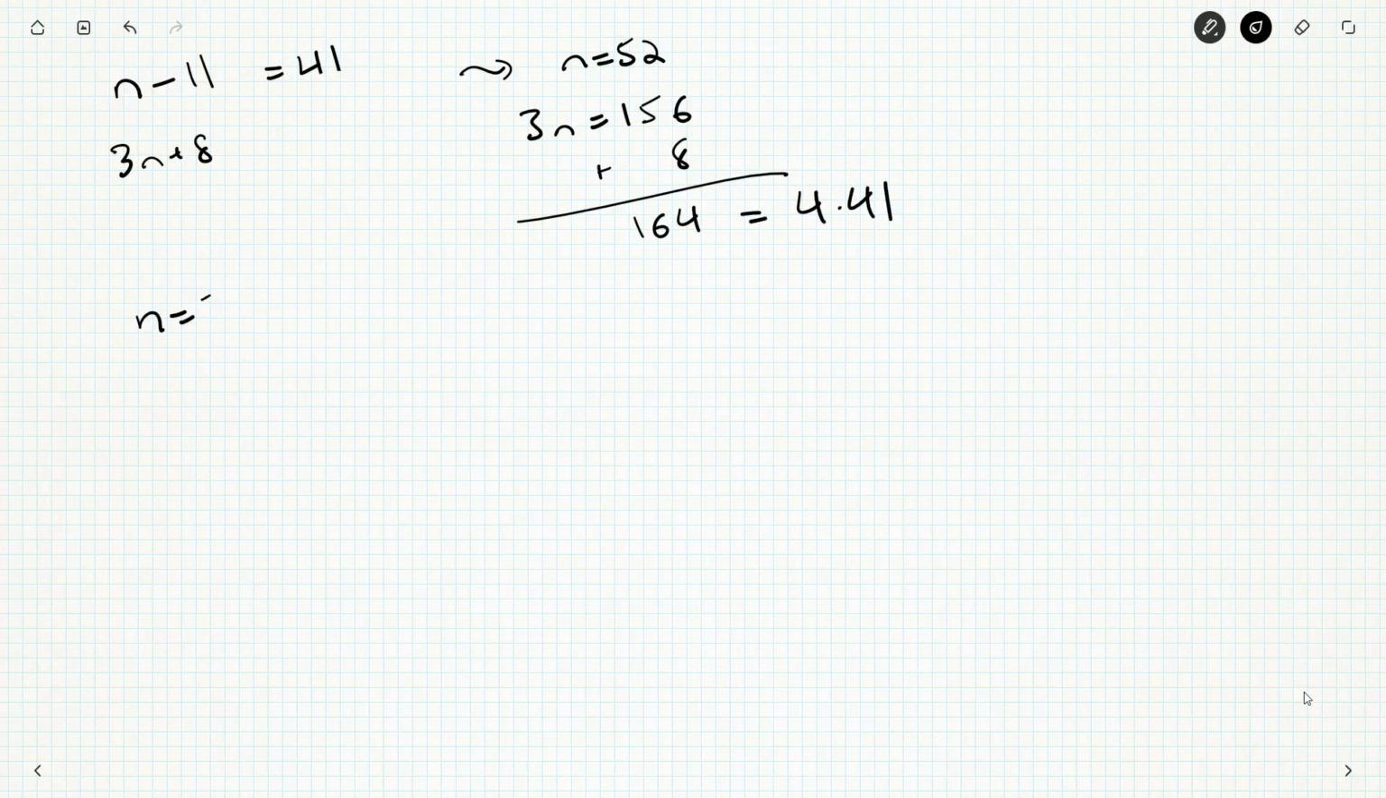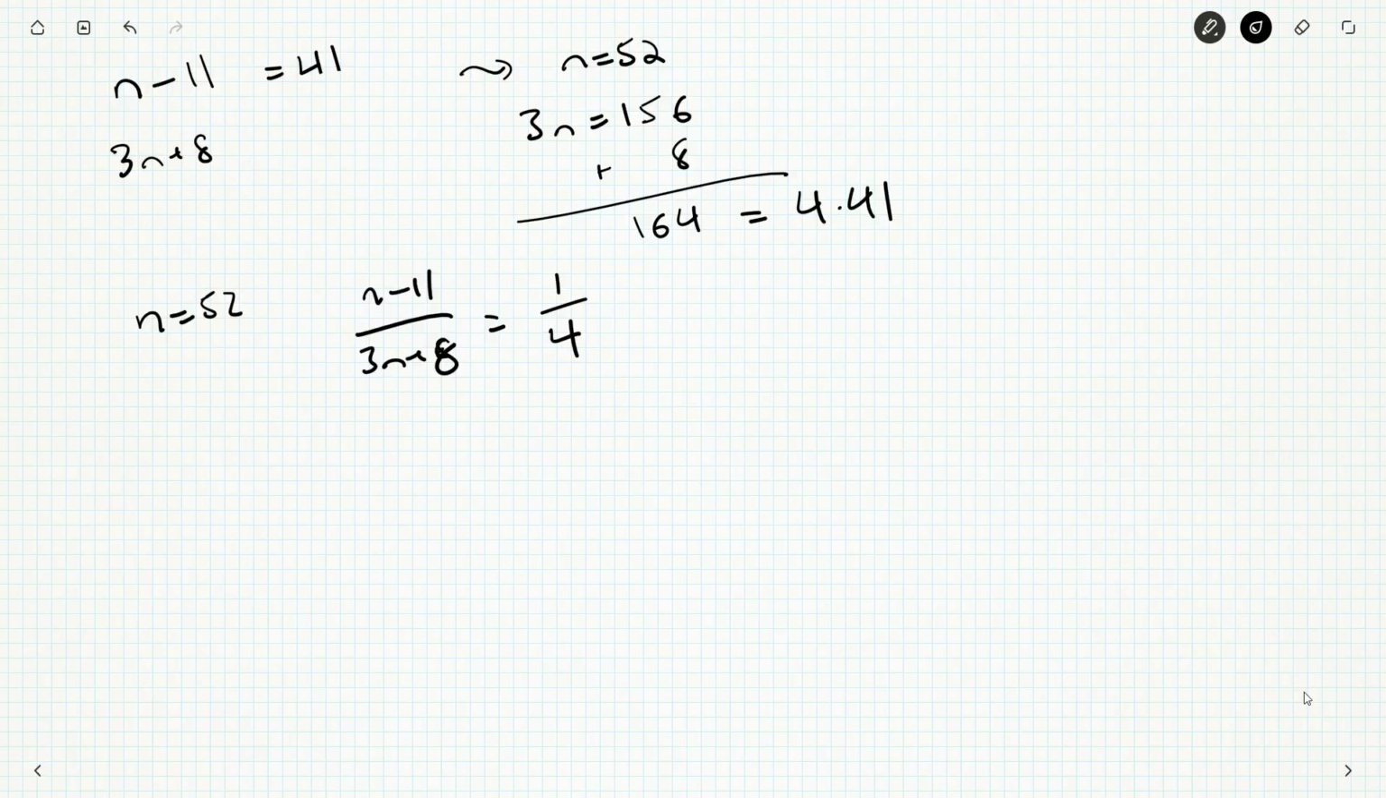So for n equal 52, (n minus 11) over (3n plus 8) is 41 over 164, which is just 1 over 4.